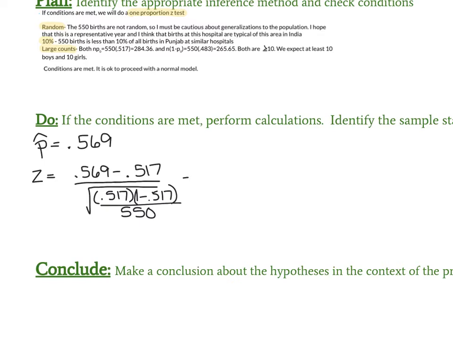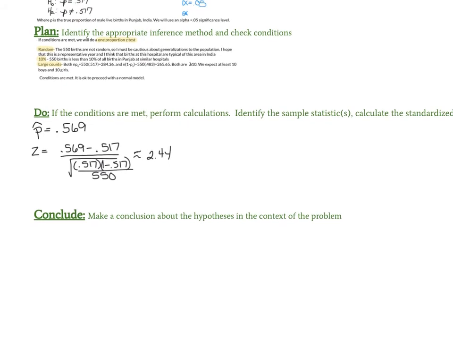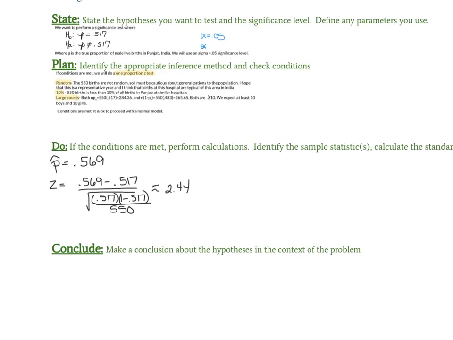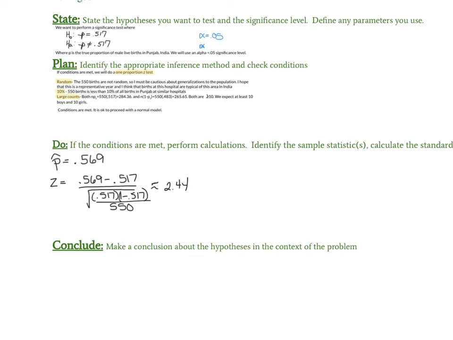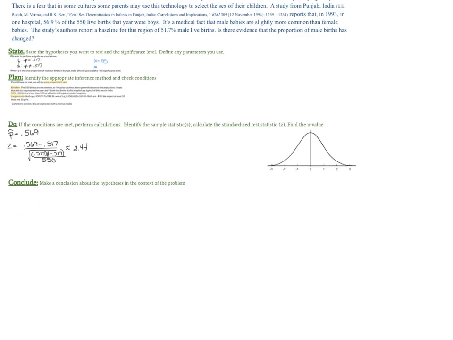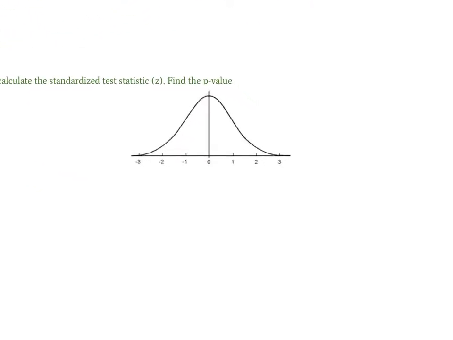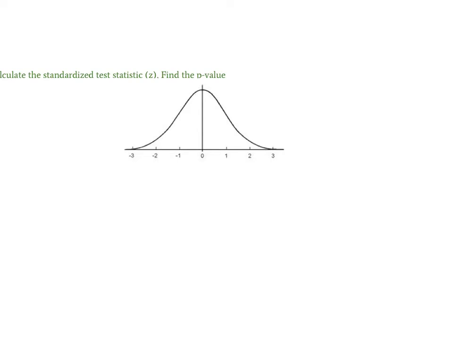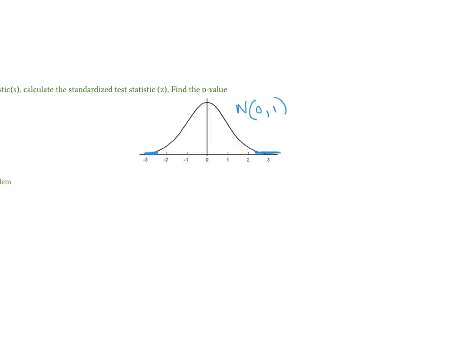And going to put that all in the calculator, and I get approximately 2.44. So my null hypothesis is that it differs. So what I'm really doing is I'm considering what's the probability that it is 2.44 standard deviations away from the mean of my distribution or more extreme. So I'm really looking at this area over here, but also this area over here. So this is a two-tailed test. And this is, of course, looking at my standard normal model because I'm doing my z-scores.